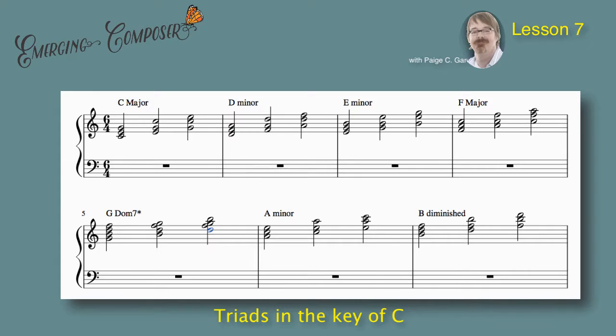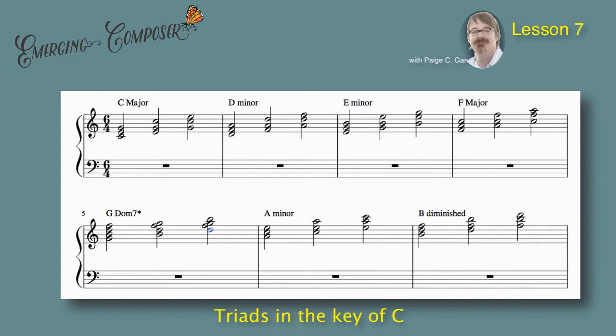There's 3 variations of each chord in each measure. 3 types of C major, 3 types of D minor, E minor, F major, G dominant 7, A minor, and B diminished. These are all the 7 chords that are in the key of C. The very first of the 3 in each measure is the chord in its root position. You notice it's very symmetrical. If the bottom note of the chord in root position is on a line, then you just stack up line, line, line. C, E, G. D minor begins on a space, on a D: D, F, A, etc.